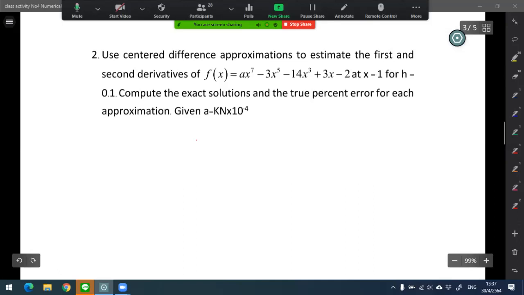We would like to take the first derivative and second derivative of this function and find the value at a specified point x equal to 1, for h equal to 0.1. This is the given value, that is, you have to follow the given value. Compute the exact solution and true percent error for each approximation, given a equal to KN times 10 to the power minus 4. This is just an example of the problem, like the exam you have done.